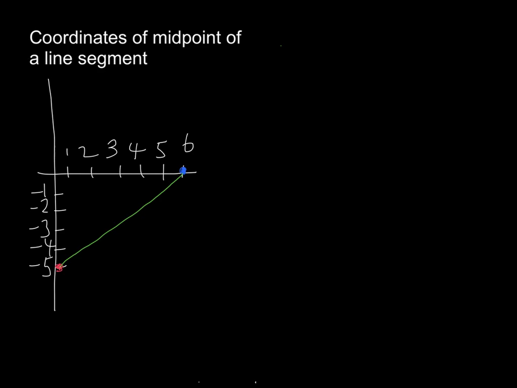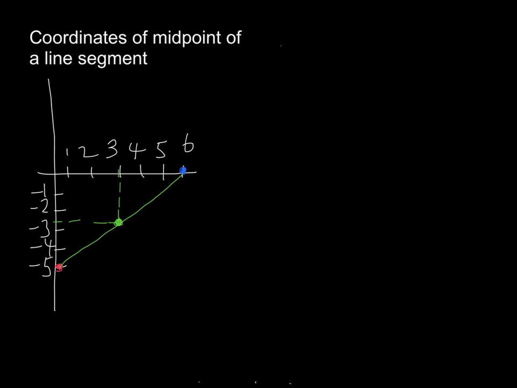We can see that the x coordinates range from 0 to 6. So the middle value of x is going to be here at 3. And we can see the y coordinates range from -5 down here up to 0 up here. So the midpoint is going to be at exactly -2.5 there. And that's where the midpoint will be.